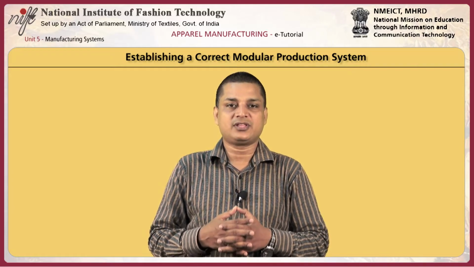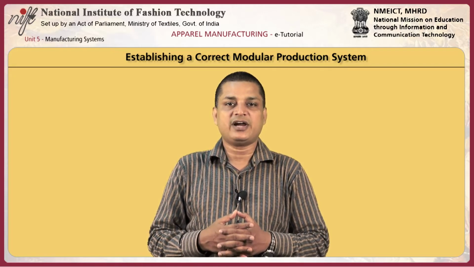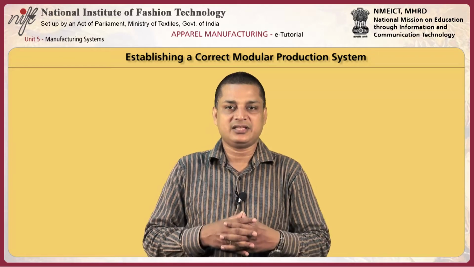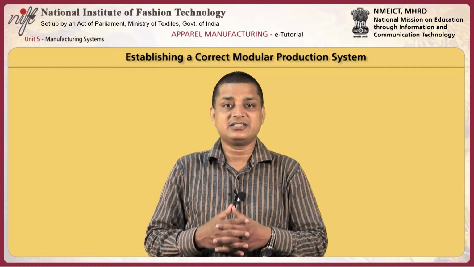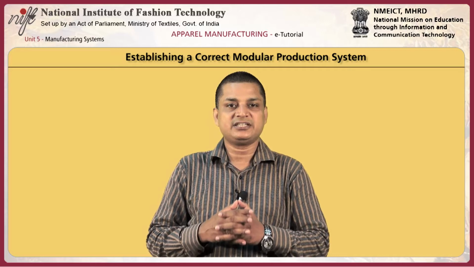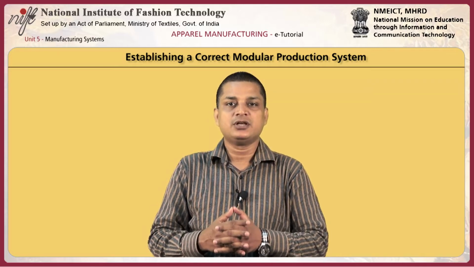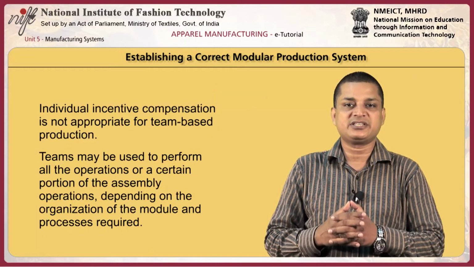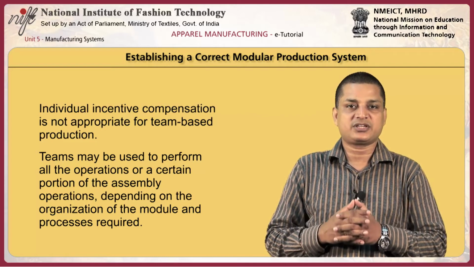A general rule of thumb is to determine the average number of operations required for a style being produced and divide this by 3. Team members are cross-trained and interchangeable among tasks within the group. Incentive compensation is based on group pay and bonuses for meeting team goals for output and quality. Individual incentive compensation is not appropriate for team-based production.